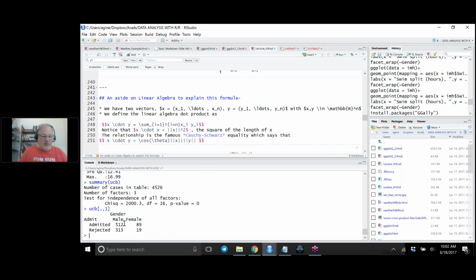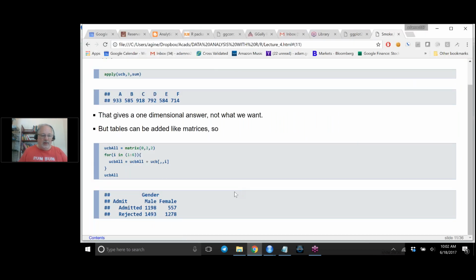In the men, 512 were admitted, 313 were rejected. For the women, 89 were admitted, 19 were rejected. Now, as a hint, I just point out to you there's way more men than there are women in this. Okay, so here's the data. And what happened was some people looked at this data and said, well, women are getting rejected far more often than men.